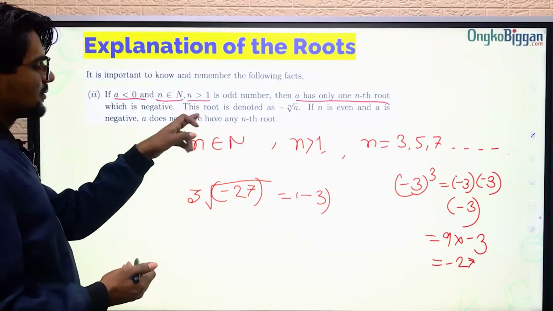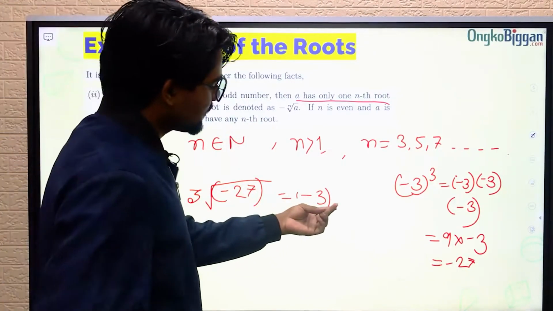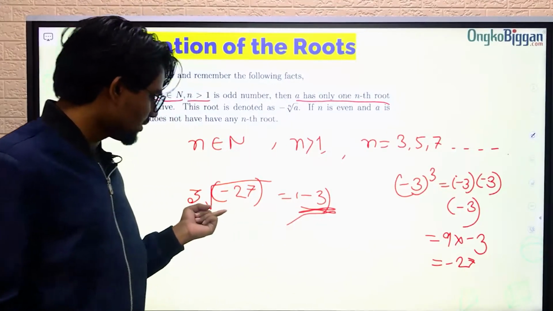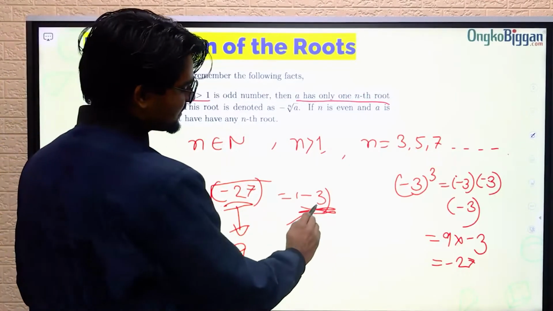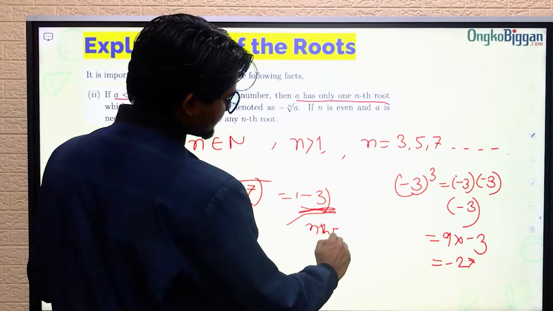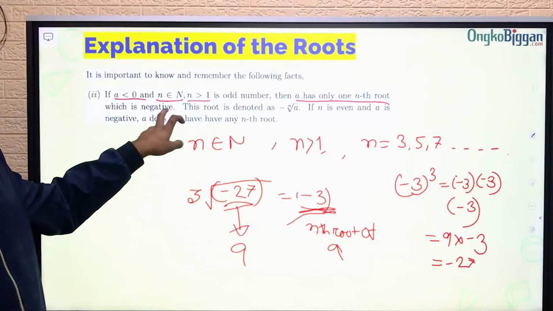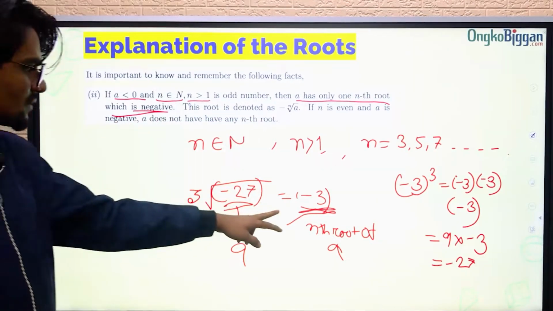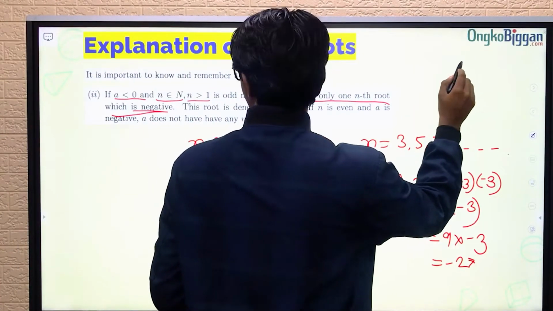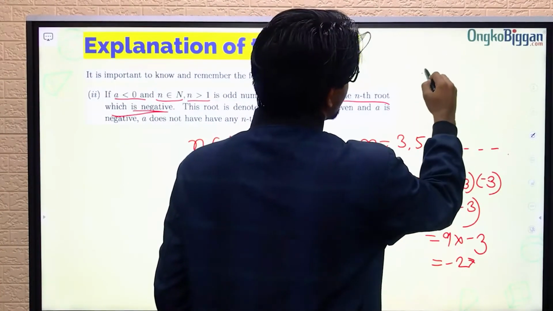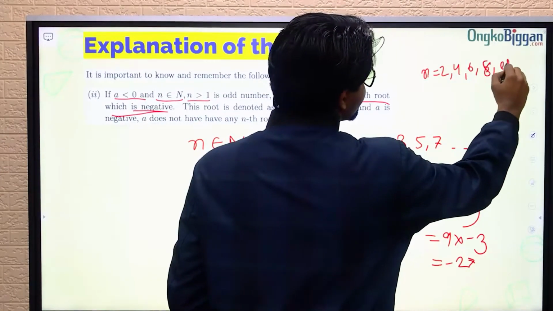If a has only one nth root which is negative, this is the nth root of a, that minus 27 is a, and this is actually negative. But if n is even, n equals 2, 4, 6, 8, etc.